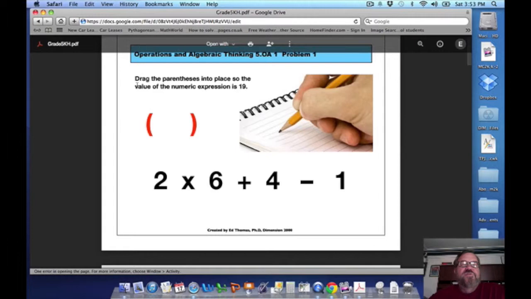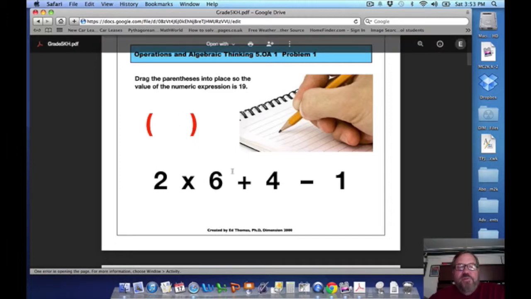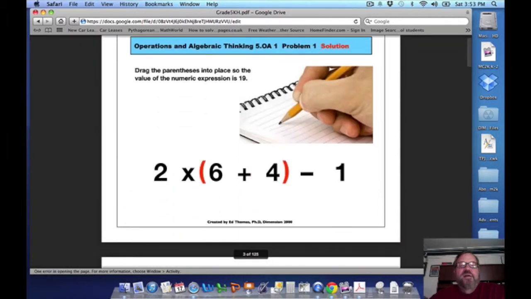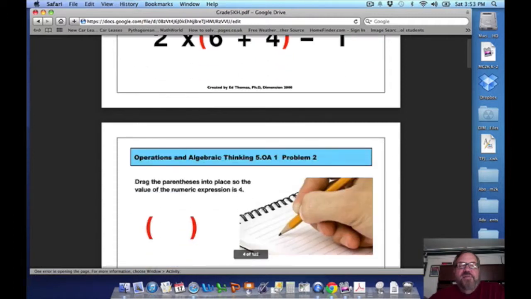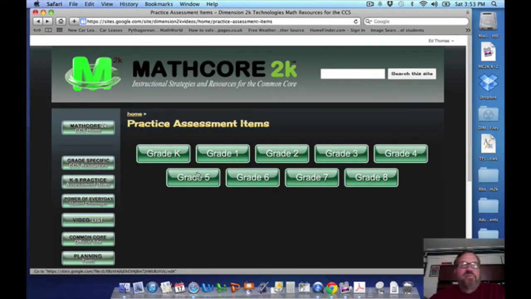Now look at the instructions on this one. Drag the parentheses into place so the value of the numeric expression is 19. So this is a different kind of problem, a little more creative thinking here, because you can put the parentheses anywhere, but only one place is going to make it 19. And when you arrow down, there's the solution. So this would be good if you want to do some extra practice for end of year testing. This is on the website and you can have access to it. And again, we have it for all grades K through 8.